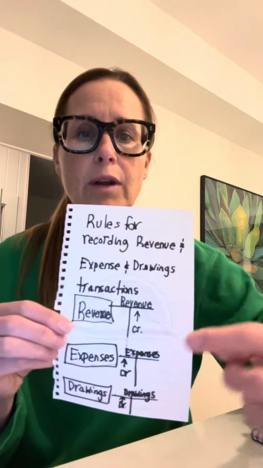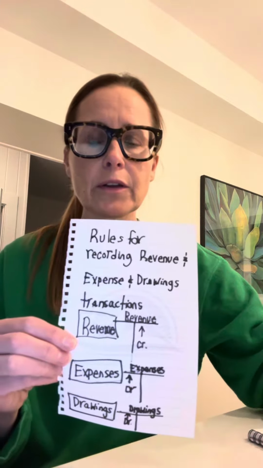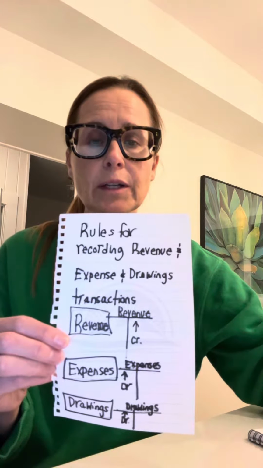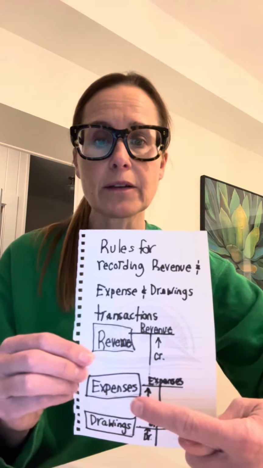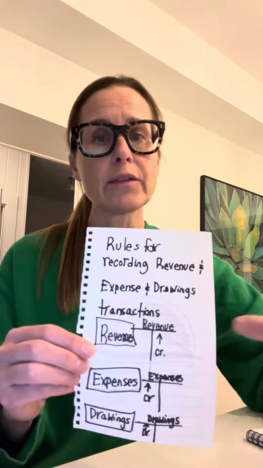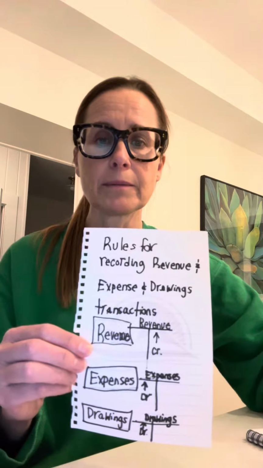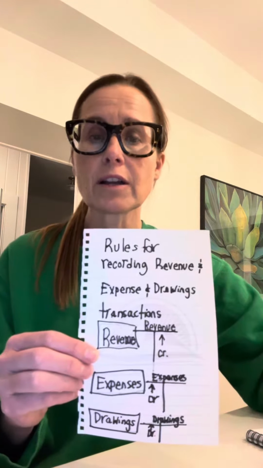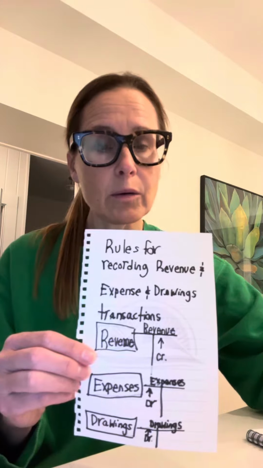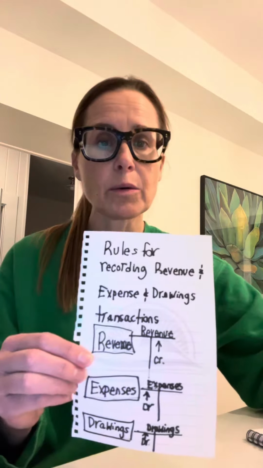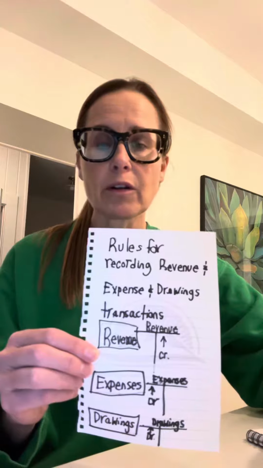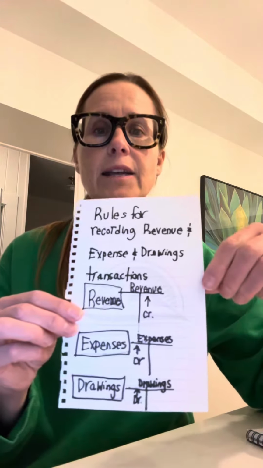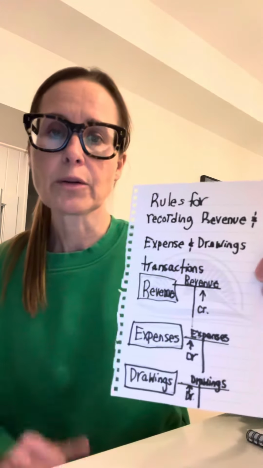So revenue, when you provide the good or service, it increases your equity. But the expenses, on the other hand, decrease equity. So revenues are credits when they go up. Expenses are debits when they go up. So expenses are always debits. Revenues are always credits.